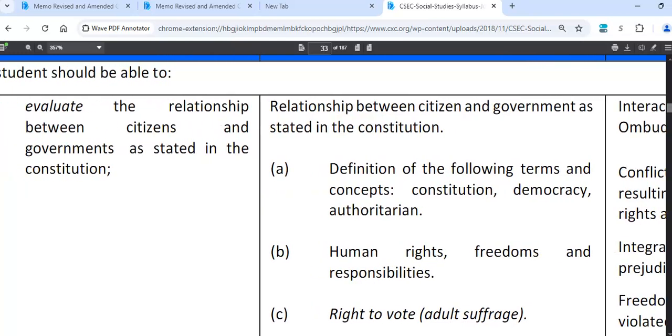Evaluate the relationship between citizens and government as stated in the Constitution. Now, relationship between citizens and government as stated in the Constitution. To look at this topic, we first need to define what is the Constitution, we need to define what is democracy, and we also need to define what is authoritarian. So I'm going to give you some time to come up with the definition for these words.